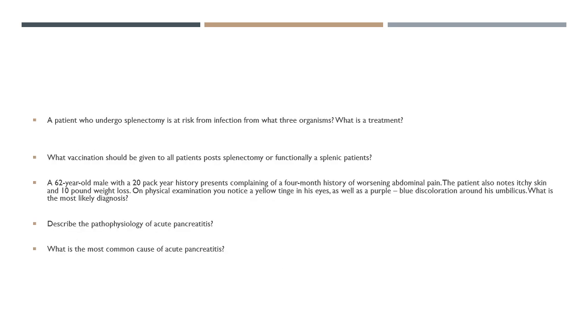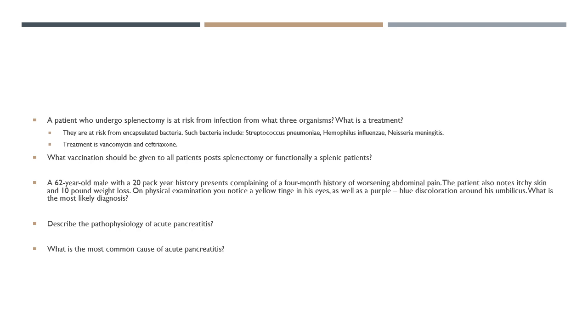Next question, a patient who undergoes splenectomy is at risk of infection from what three organisms? And then what is the treatment? They are at risk for encapsulated bacteria. Such encapsulated bacteria include strep pneumo, H. flu, and Neisseria meningitidis. Treatment is going to be vancomycin and ceftriaxone. So remember, you have strep pneumo, gram-positive, H. flu, gram-negative, Neisseria, also gram-negative. So you need to cover with a gram-positive vancomycin as well as a gram-negative ceftriaxone.